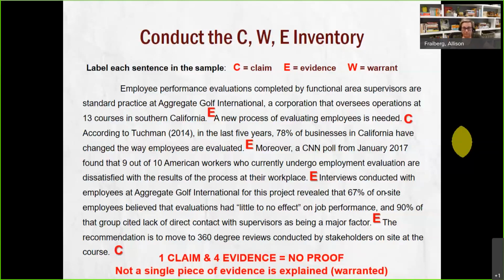Now, one of the things I like about this paragraph is that there's really only one claim. You really should only have one claim in a paragraph. But you need sufficient evidence and warranting to prove that claim. So in this case, I'm missing at least 4 warrants. Now, I bet 15 minutes ago, if you had read this paragraph, you would have said it was a great paragraph. Tons of evidence, focused claim, awesome. Not so much.